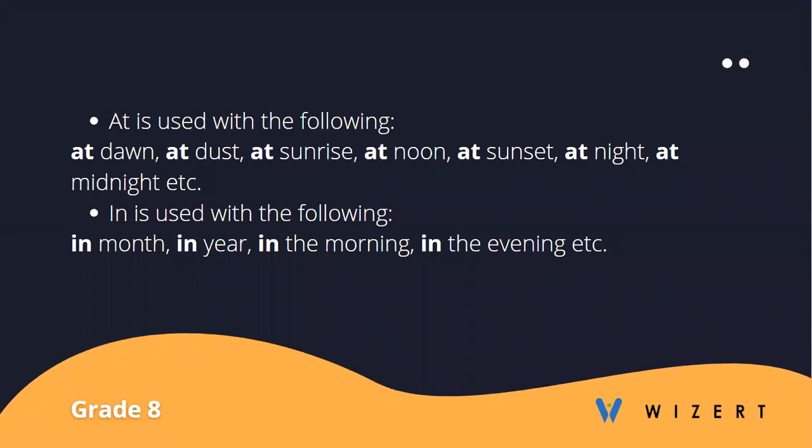We have some more uses of at and in. Let us look at them. At is used with the following: at dawn, at dusk, at sunrise, at noon, at sunset, at night, at midnight, etc. So if you use in with these kinds of words, then it will be considered incorrect. For example, I woke up at noon today. So to represent such words, we always have to use the preposition at.